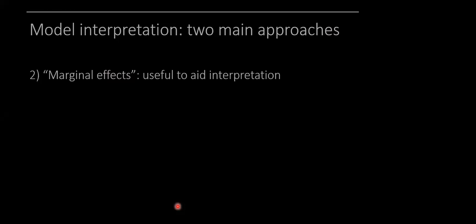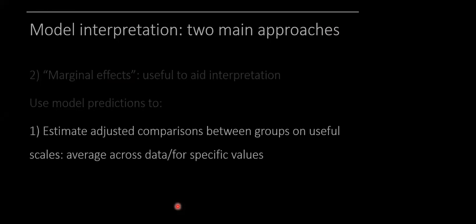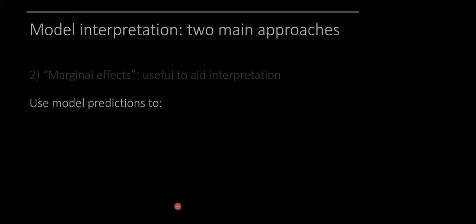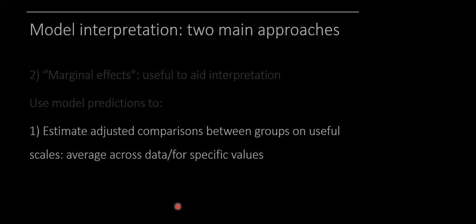But marginal effects can make your life a lot easier. These basically use the linear predictor to make predictions from the model. And the software then uses those predictions to do useful things like estimating adjusted comparisons between groups, and it does this on useful scales. So you can get differences in probabilities rather than odds ratios or logits, which we'll come back to, but which are not necessarily very intuitive.